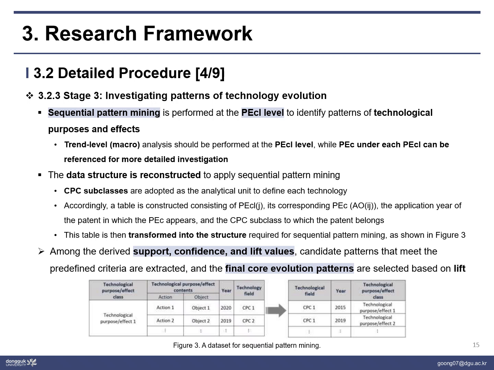To identify patterns of technological purpose and effect, sequential pattern mining is performed at the level of purpose effect classes. When exploring macro trends, the analysis is done at the class level, and when a more detailed view is needed, the internal AOs are examined. For sequential pattern mining, the data are transformed into the format shown in Figure 3. Among the derived metrics, candidate patterns that meet the criteria are extracted, and core evolution patterns are selected based on lift.